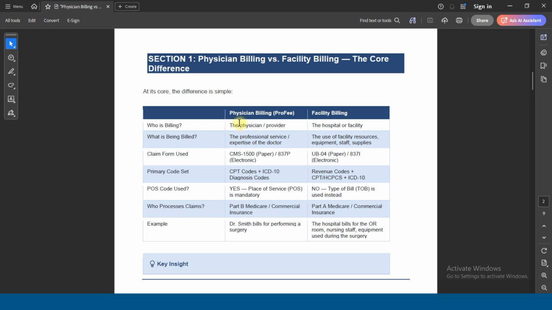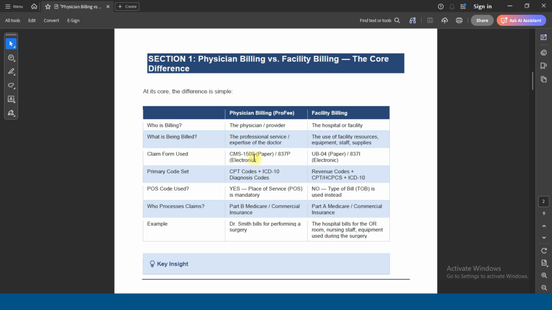For example, our first column is physician billing, usually we will call it profee coding. And next we have facility billing or hospital billing. First we need to check who is billing. In coding terms, you need to understand for whom you are coding: physician or hospital or facility. What is being billed? What are you billing or what are you coding? Professional service, or resources, equipment, staff and supplies.